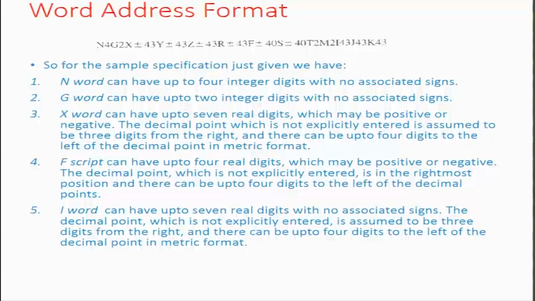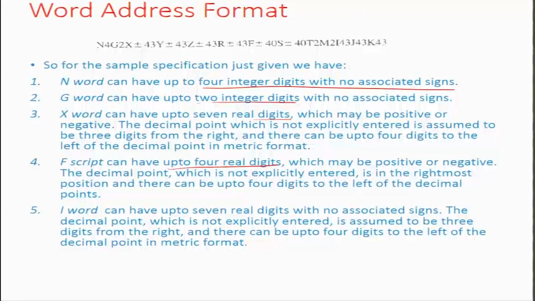So just re-looking at it again, N word can have up to 4 integer digits, no associated signs. G word can have up to 2 integer digits. X word can have up to 7 real digits, which may be positive or negative. F word again can have up to 4 real digits, which may be positive or negative again. Decimal point which is not explicitly entered is in the rightmost position, and there can be up to 4 digits to the left of the decimal point.